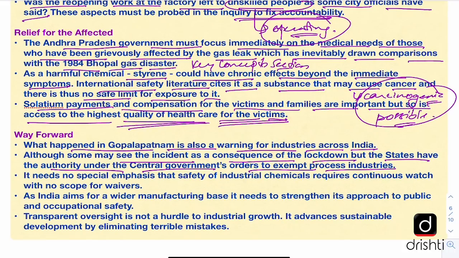And the state governments also have this power that they can exempt the process industries from the lockdown orders for their safe operations. So that could have been done by the state government. So the state government is also guilty on this count.